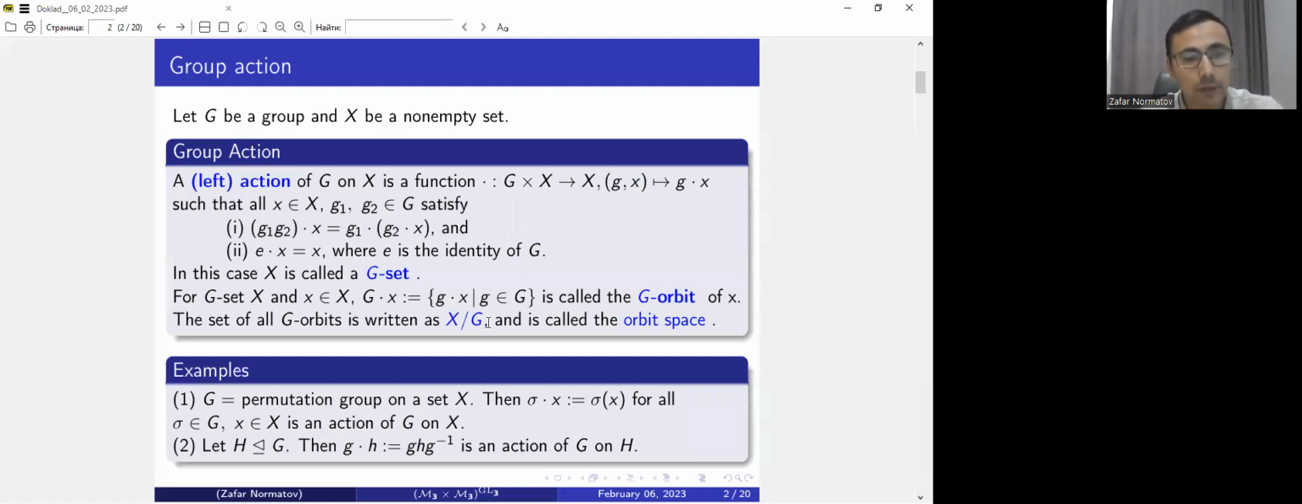And now we give the examples. Let G be the permutation group on a set. Then this formula, for all sigma from the group and X from the set, defines an action of the group on the set X. The second example. Let G be a non-empty group and H be its normal subgroup. Then this formula is an action of the group on the normal subgroup H.